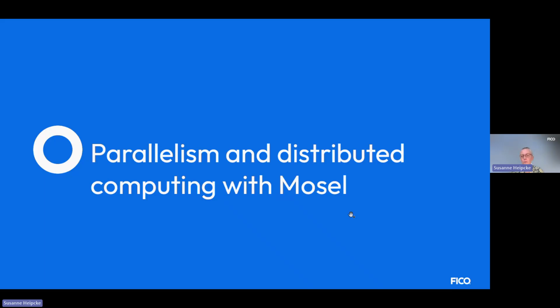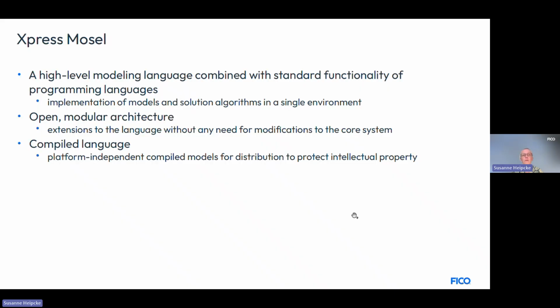Now, we get down to what we have in terms of functionality from Mosel. Mosel is a language developed and created by FICO. It is a modeling language that at the same time has programming language functionality, so that you can write your models and solution algorithms in a single environment. The architecture is open, so we publish on the C level how to add new functionality in terms of dynamic libraries, DSOs, and how to add such new components into the Mosel language. The language is compiled, and that differs from many other offers.